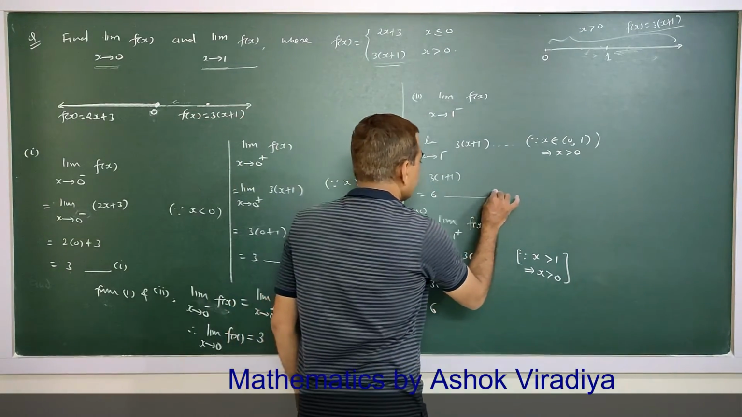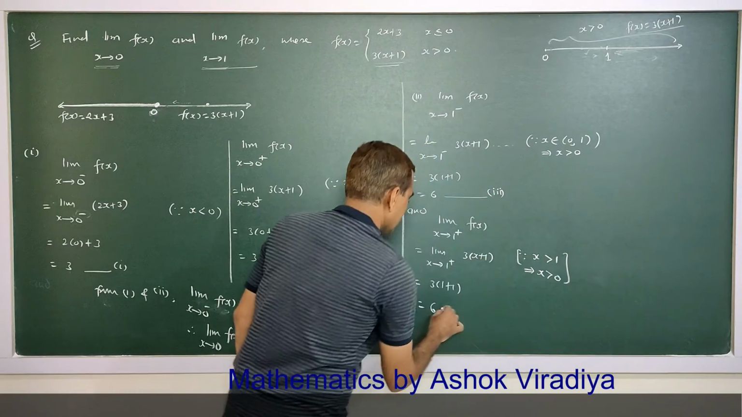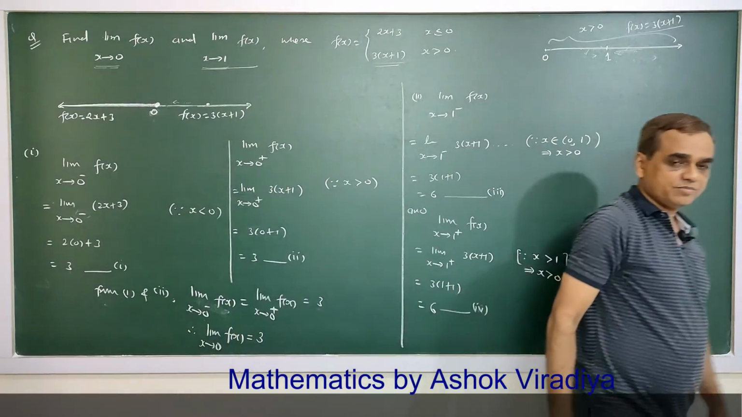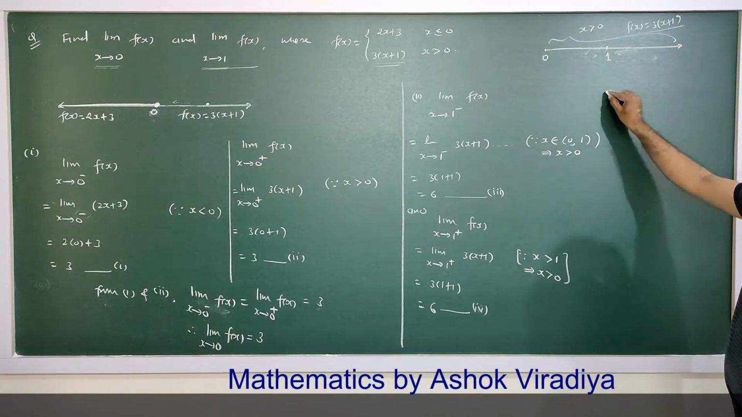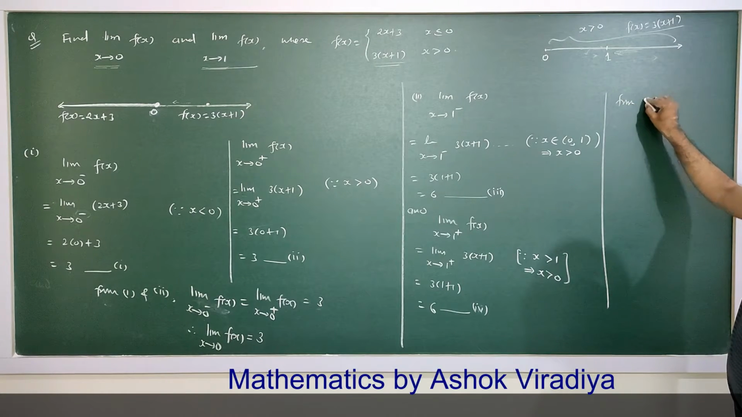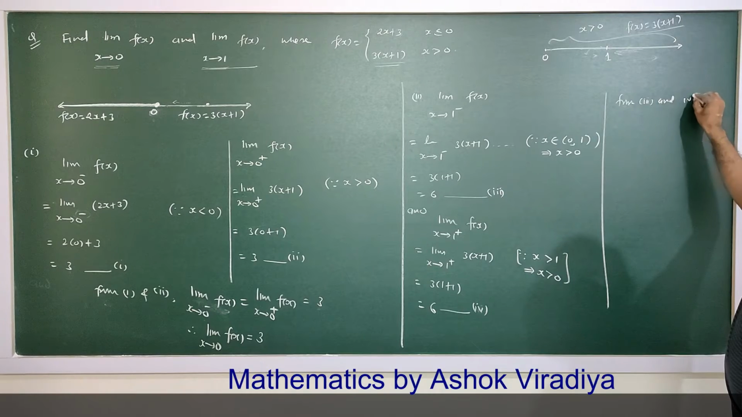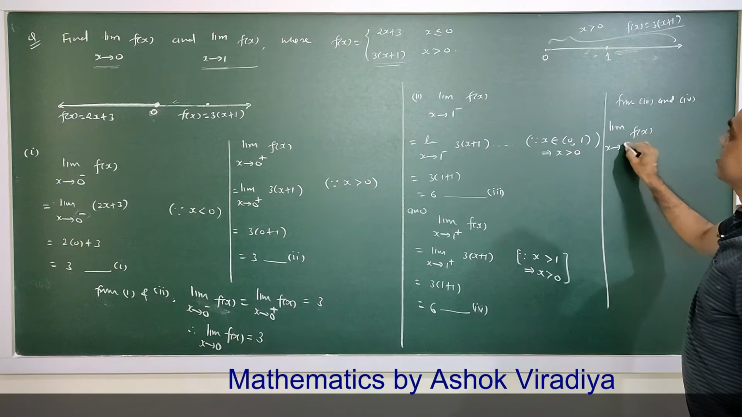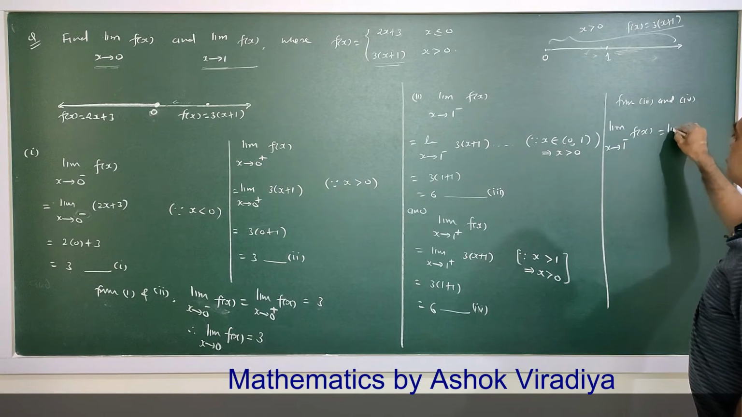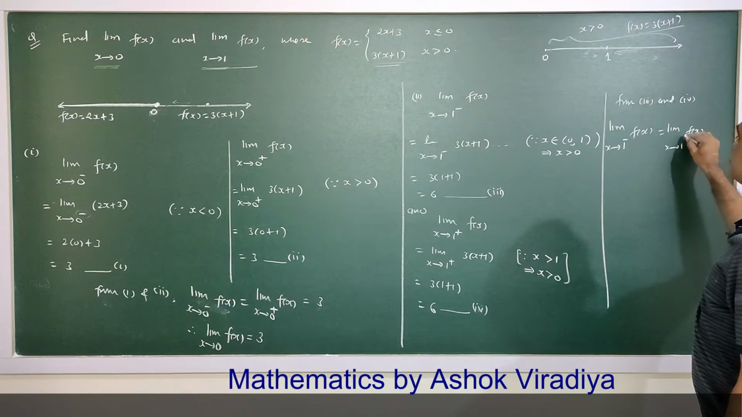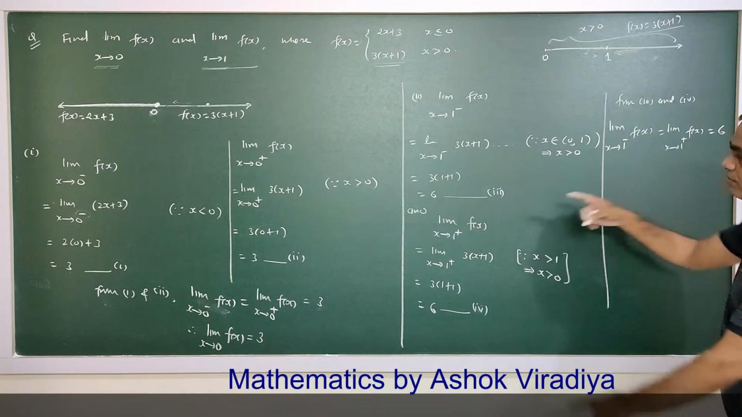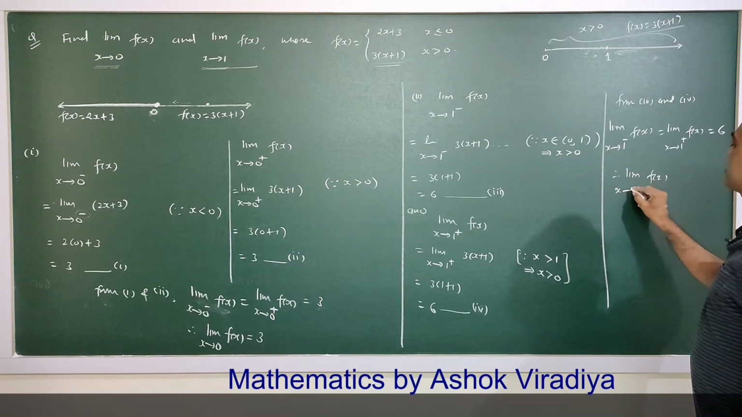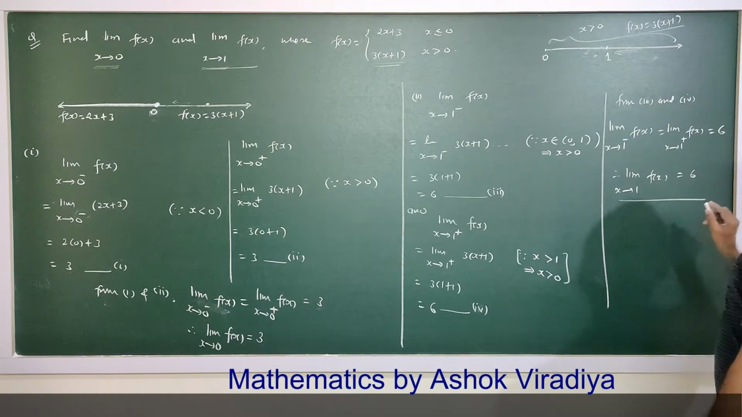So from 1 and 2, we say this is 3 and 4. From 3 and 4, it is clear that left hand limit is equal to right hand limit. So from 3 and 4, it is clear that limit of f(x), x tends to 1 from left, is equal to limit of f(x), x tends to 1 from right side, equal to 6. Both are the same. Therefore, limit of f(x), x tends to 1 is also 6.